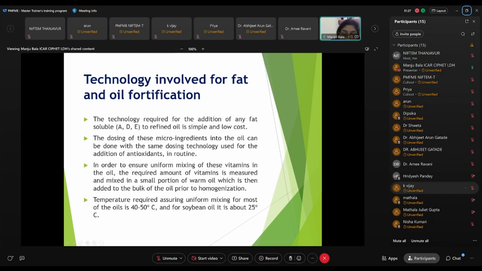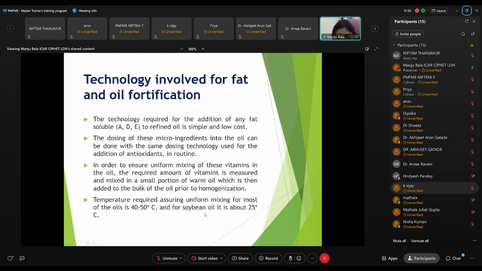The same technology, same machinery, can be used to fortify the oil with vitamins A and D. In order to ensure uniform mixing of these vitamins, the required amount of vitamins is measured and mixed in a small proportion of warm oil, which is then added to the bulk of the oil prior to homogenization. The temperature required to assure uniform mixing of the oil is 40 to 50 degrees.